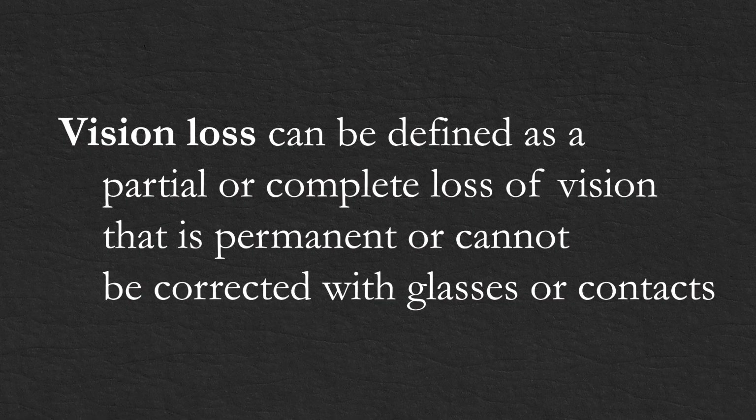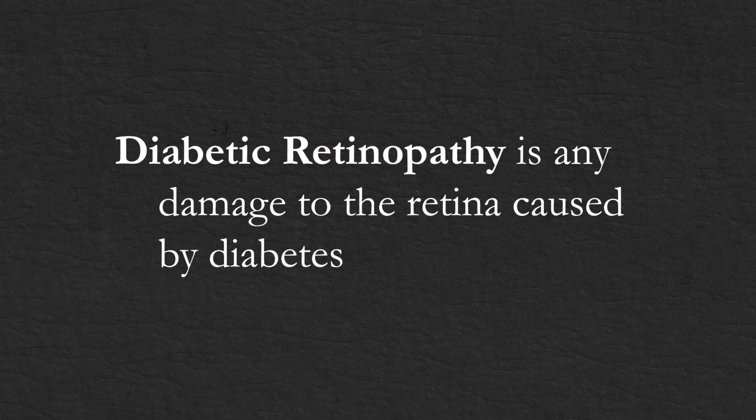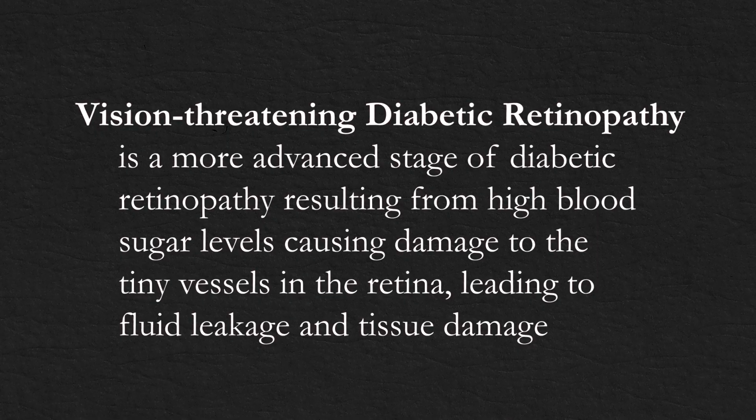Vision loss can be defined as partial or complete loss of vision that is permanent or cannot be corrected with glasses or contacts. Any damage to the retina caused by diabetes is called diabetic retinopathy. The damage is permanent to the small vessels by tearing and leaking. When these tears form a scar, thickening of the retina occurs.